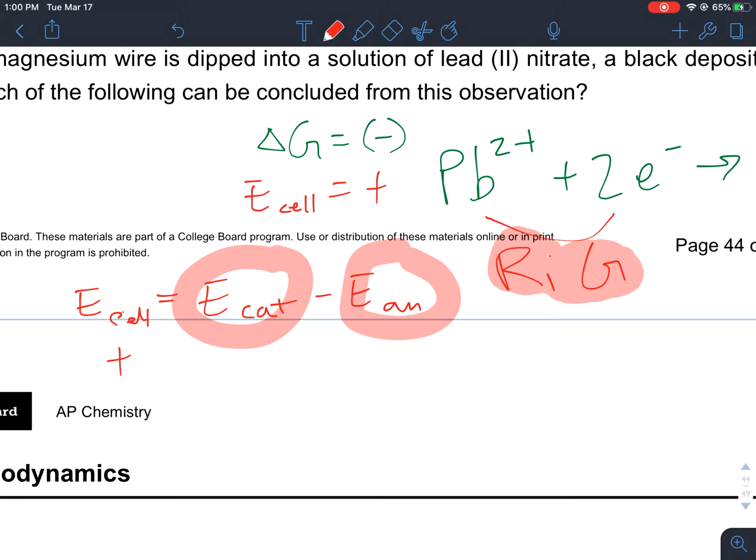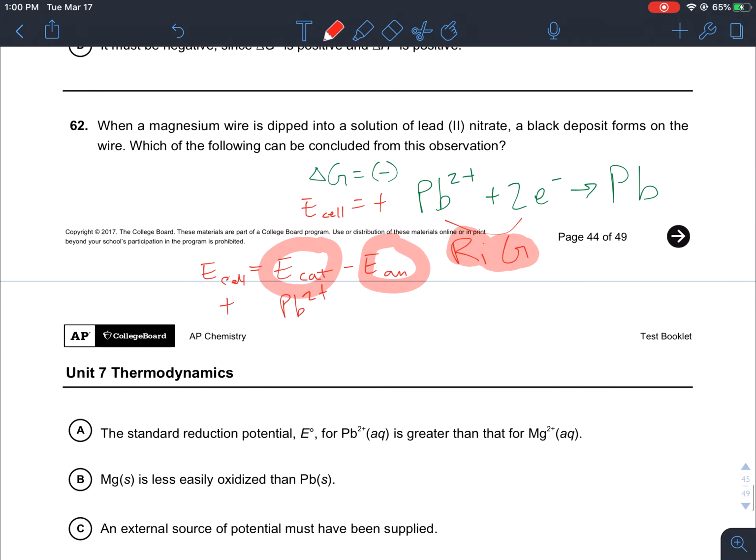So Pb2+ is our cathode, right? So the standard reduction potential E for Pb is greater than that of Mg. That's true. The cathode better be greater than the anode, or if the anode was bigger, then the E cell would be negative.